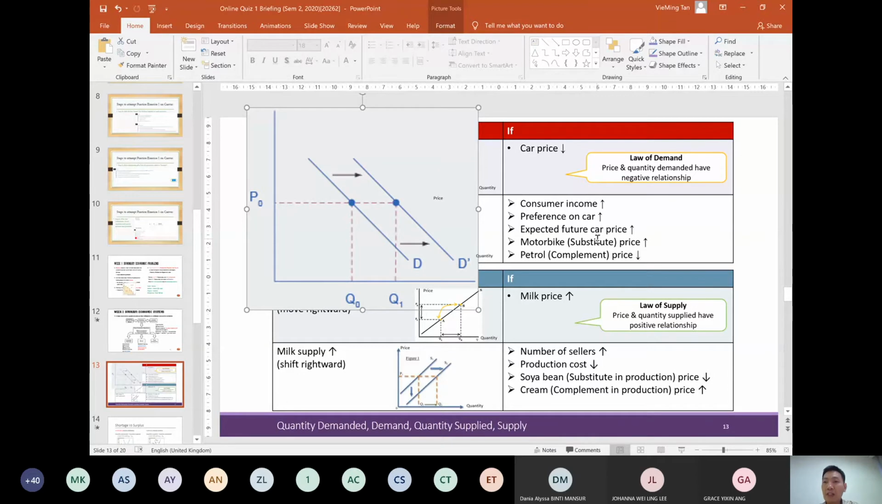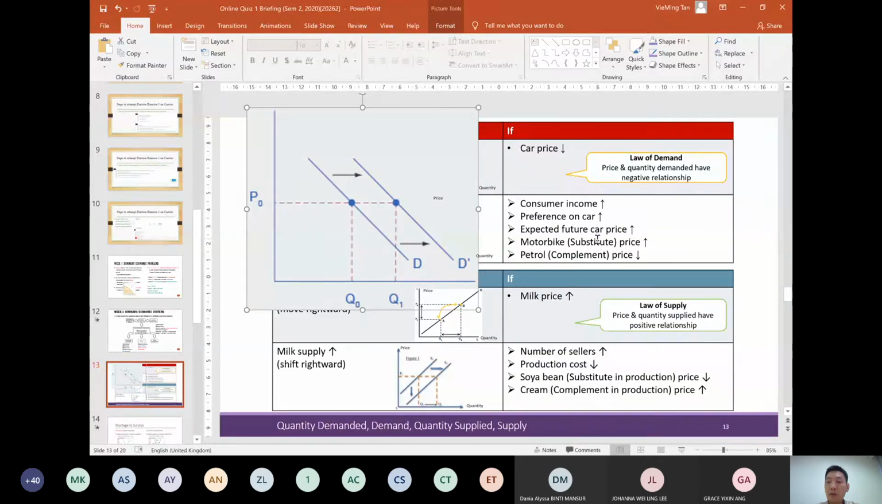Next factor will be the substitute price. Do you know what is the meaning of substitute? Substitute products, anybody? Substitute products are the product that you can interchange. These are two alternative products that can be switched by the consumer for consumption. The substitute for car can be motorbike, can be public transport. I give you some example.